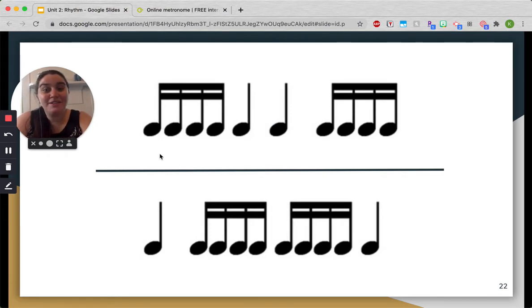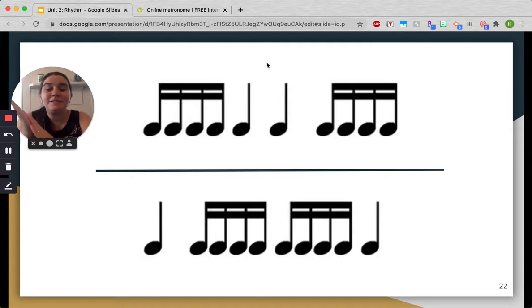All right, so we're going to start with, what are these called? 16th notes. What are we going to say for 16th notes? Tika, tika. Then what do we have? Good, let's try it without the metronome first.